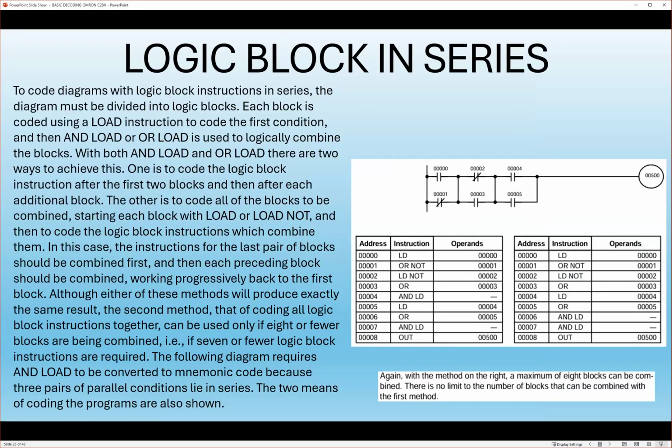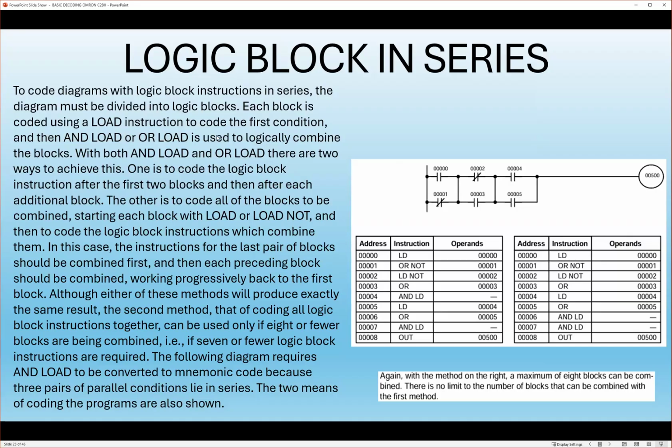This is showing logic block in series. The code diagrams with the logic block instructions in series, the diagram must be divided into logic blocks. Each block, and this is what I said about there's multiple ways to do this, and it'll be interesting to see how they did it. But some might be a little bit easier to read than others.